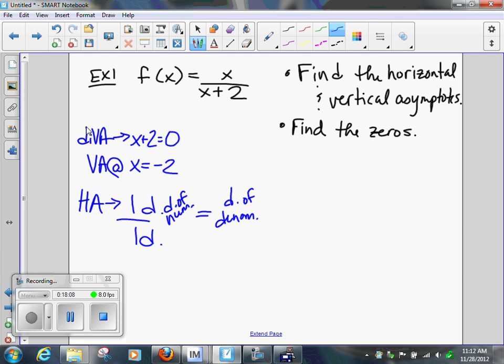According to the notes we just wrote down, what does that mean? What is it? The leading coefficient. So what's the leading coefficient of the numerator? 1 divided by 1 is 1. That means my horizontal asymptote is y equals 1. How would I verify it? Calculator, go ahead.